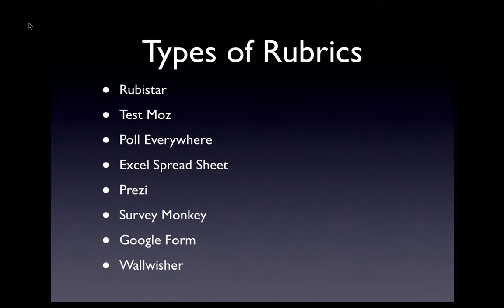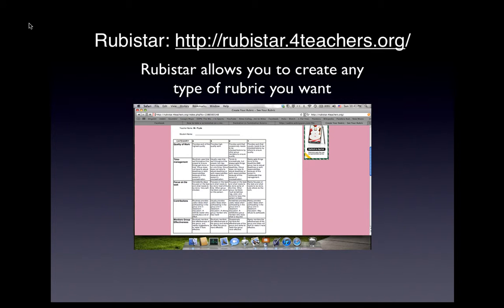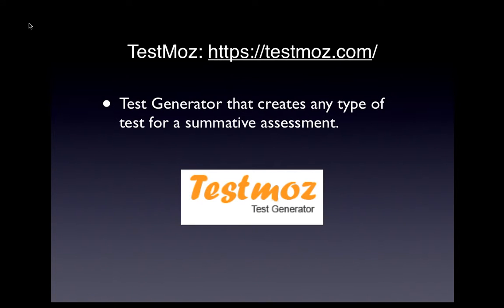The types of rubrics I found online are Rubistar, Testmos, Poll Everywhere, Excel Spreadsheet, Prezi, SurveyMonkey, Google Form, and Wallwisher. Rubistar allows you to create any type of rubric you want, and it gives you very distinct choices, and you can go along with their criteria or you can make your own. Testmos is a test generator that creates any type of summative assessment that you may want. You type in the answers and create the question.